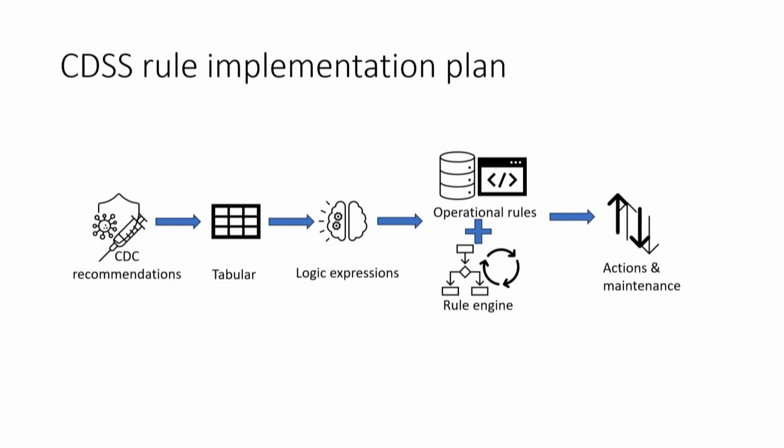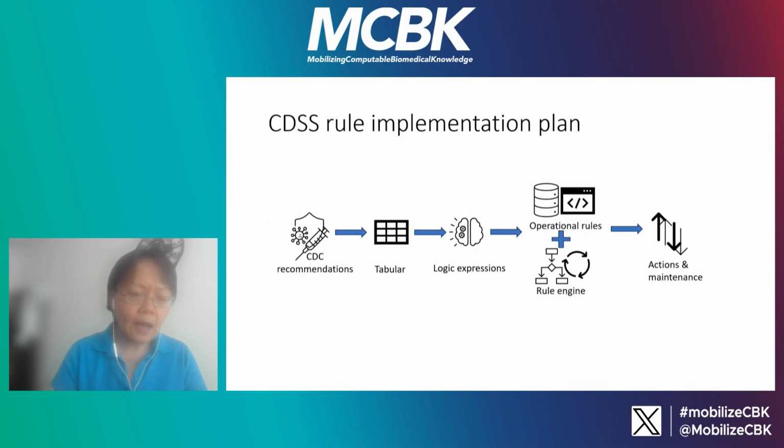This diagram shows you the high-level implementation plan for our project. Start from CDC recommendations, then tabular format. We have over 500 rules for 19 vaccines. Then use the logic expressions to generate different programming language related rules. Then the rule engine will process the rules and patient data to generate recommendations.